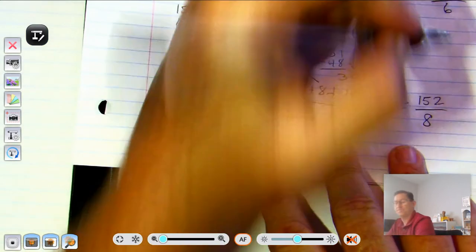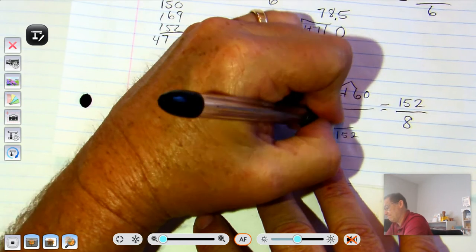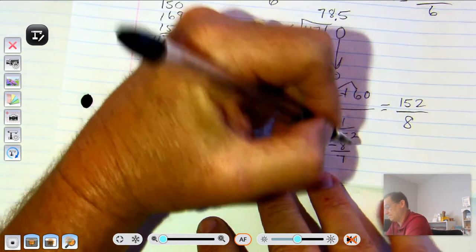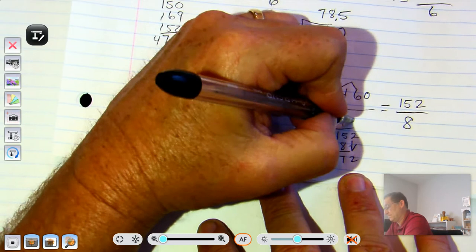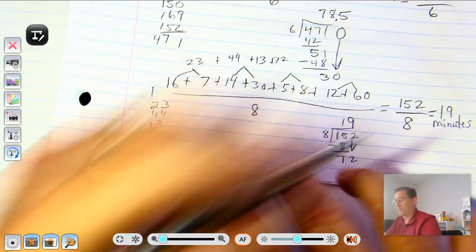152 divided by 8. 19. So you get an average of 19 minutes for the mean.